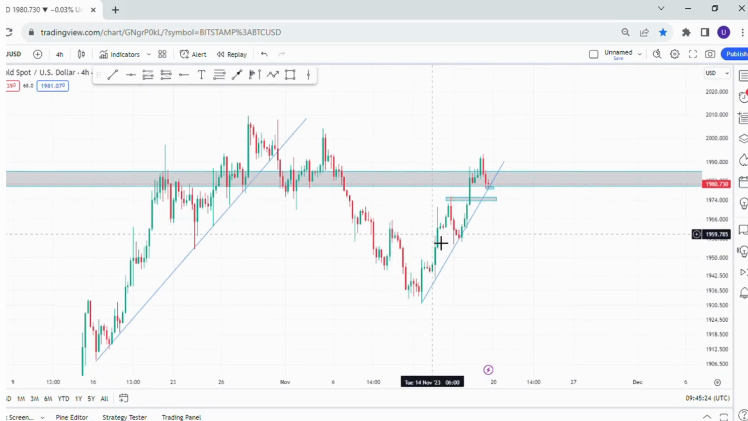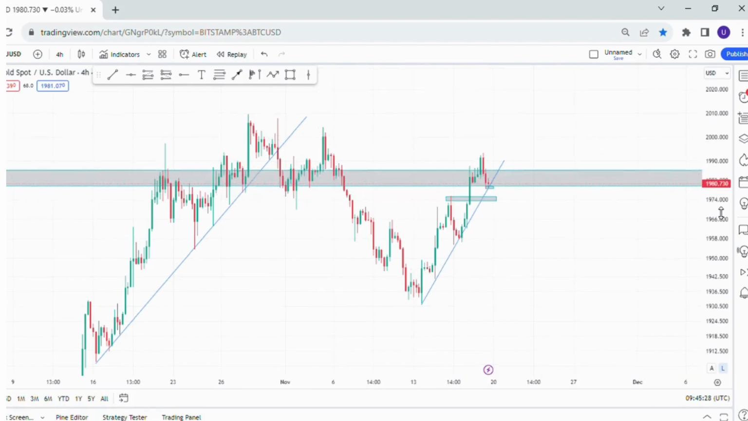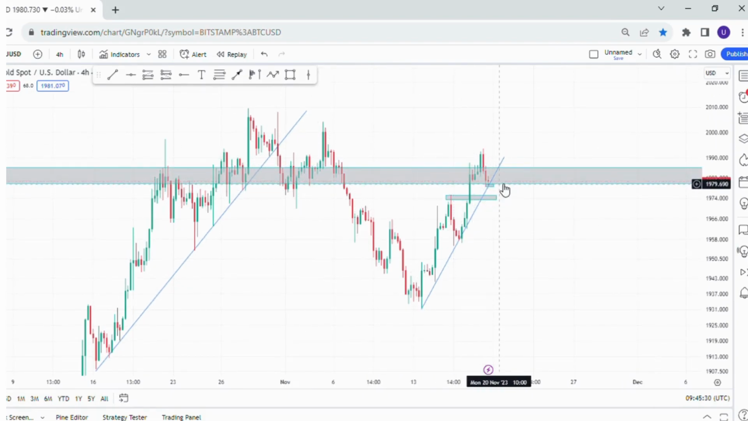Okay, this is the 4-hour time frame now. The market is currently retesting a trend line. This is the first touch, second touch, this is the third touch of the trend line, and the fourth touch of the trend line. And remember, all these zones and all these candlesticks you are seeing here are rejections, like I showed you on the daily time frame.